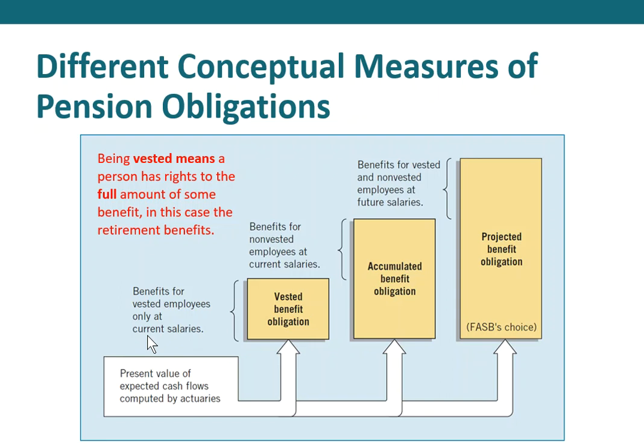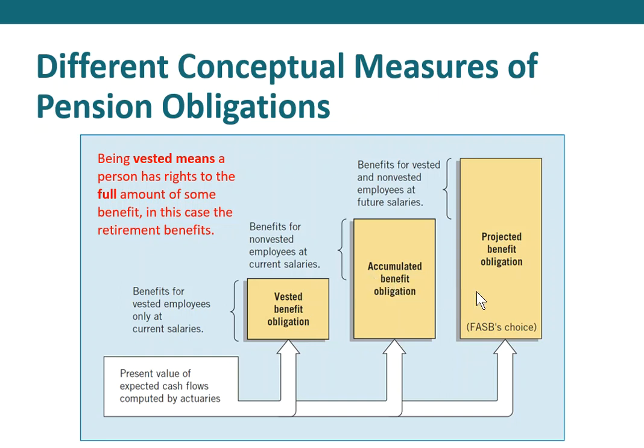As time goes on, more of our employees will become vested and our obligation would go up. A second conceptual measure is the accumulated benefit obligation. It recognizes today that even though we have non-vested employees, eventually they will be vested, and we should accumulate an obligation today for that expected future benefit, and we're going to do so at current salaries.